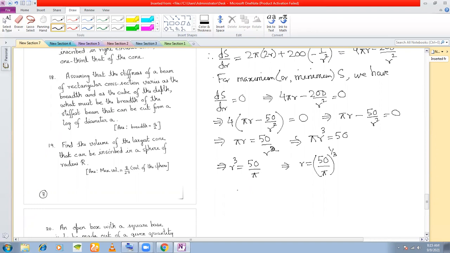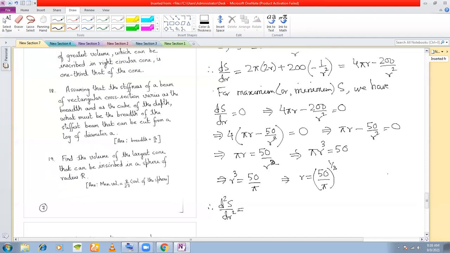Now let me check the second derivative for maximum or minimum. Therefore, d2s dr2 is equal to, differentiate this here, 4 pi r minus 200 by r square. You get 4 pi minus 200, and 1 by r square, if you differentiate, same as differentiating r to the power of minus 2, you get minus 2 r to the power of minus 3. So you get here 4 pi plus 400 by r cube.